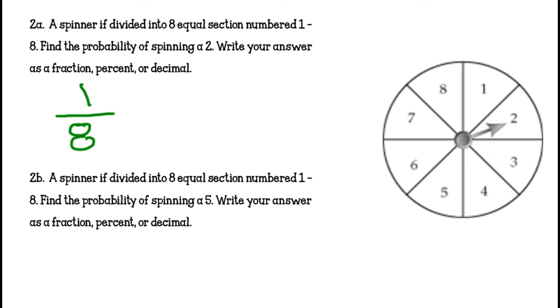2b, a spinner is divided into 8 equal sections, numbered 1 through 8. Find the probability of spinning a 5. Write your answer as a fraction, percent, or decimal. So again, there are 8 sections, and how many of those sections have a 5? Only 1. So the probability is 1/8.